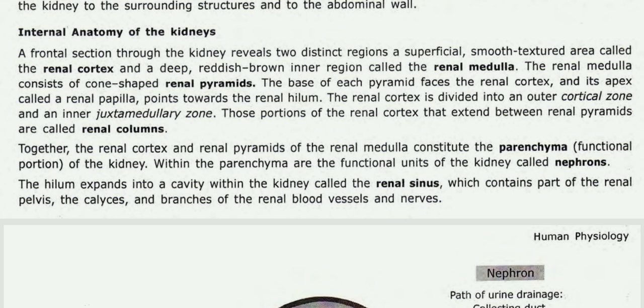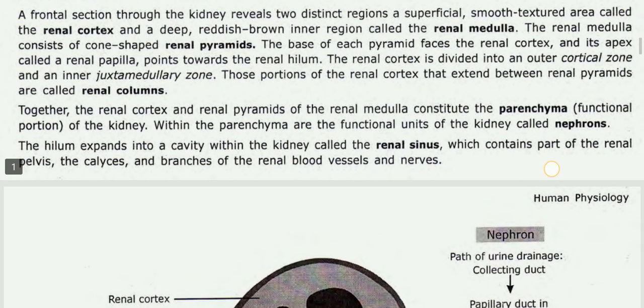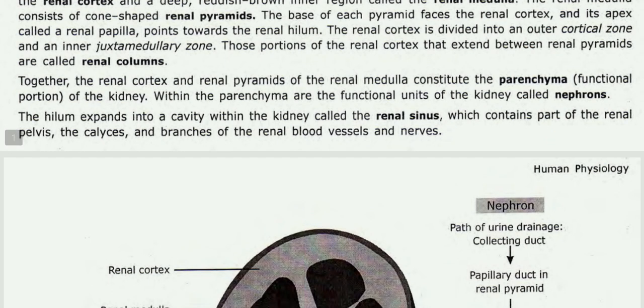Along with that, the renal medulla consists of cone-shaped renal pyramids. The base of each pyramid faces the renal cortex and its apex, called the renal papilla, points towards the renal hilum. The renal cortex is divided into an outer cortical zone and an inner juxtamedullary zone. Those portions of the renal cortex that extend between renal pyramids are called renal columns.